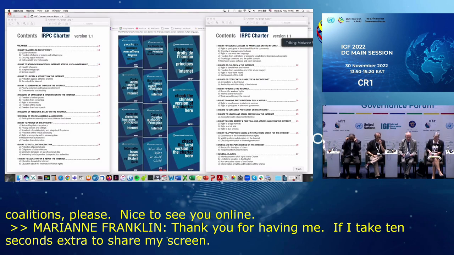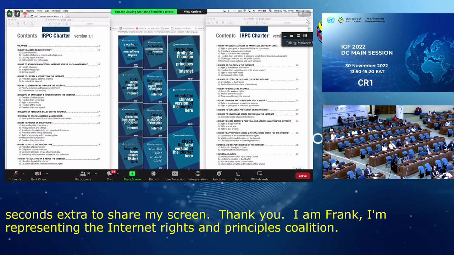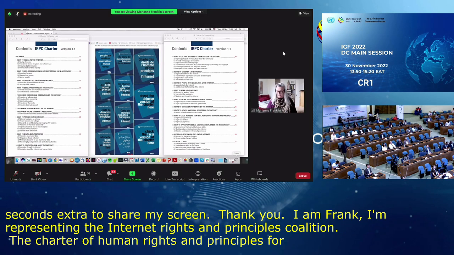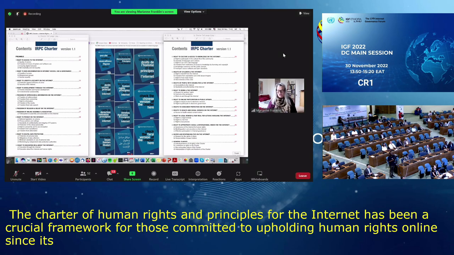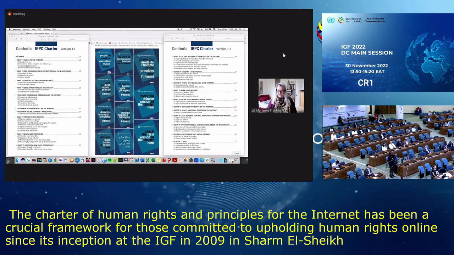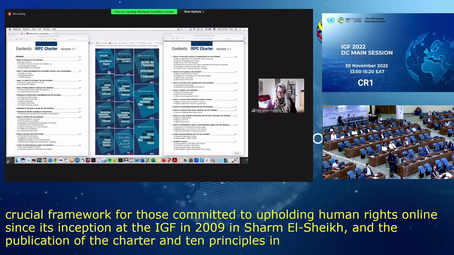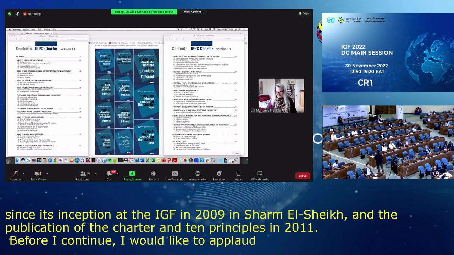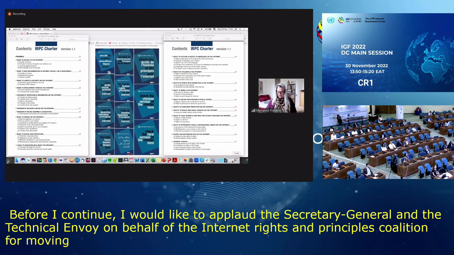Thank you. I'm Marianne Franklin. I'm representing the Internet Rights and Principles Coalition. The Charter of Human Rights and Principles for the Internet has been a crucial framework for those committed to upholding human rights online since its inception at the IGF in 2009 in Sharm el-Sheikh and the publication of the Charter and 10 Principles in 2011. Before I continue, I'd like to applaud the Secretary General and their technology envoy on behalf of the Internet Rights and Principles Coalition for moving commitments to recognizing and enabling the enjoyment of human rights online up to the next level of action.